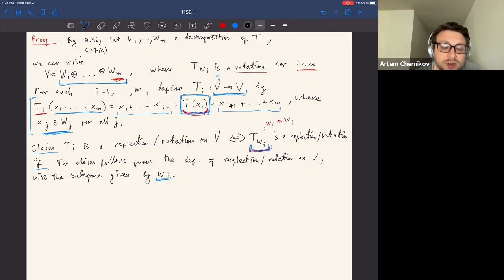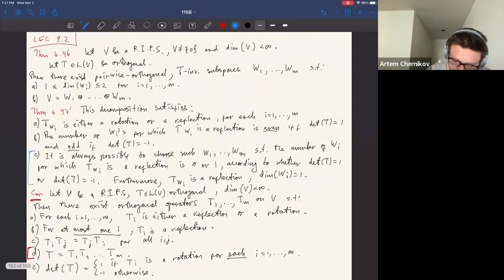Yeah, so we get these corresponding properties of Ti directly by translating these properties of the restriction of T to Wi that we have established. And so this claim immediately tells us that parts A and B hold. Because we knew that at most one restriction was a reflection, this is what gives us part B. And part A also, because each restriction was a rotation or reflection, and so by the claim, the same is true for Ti.